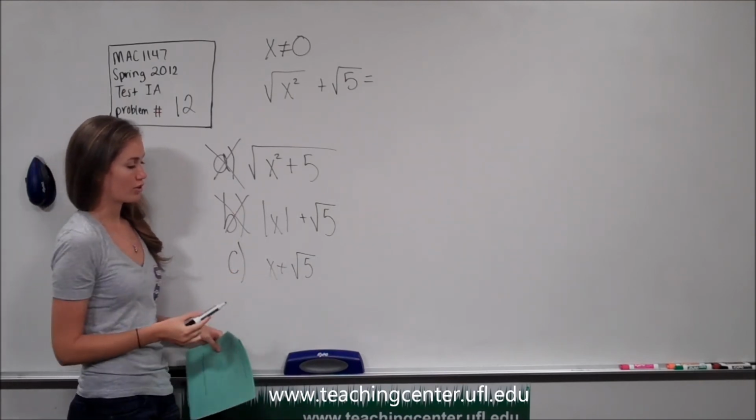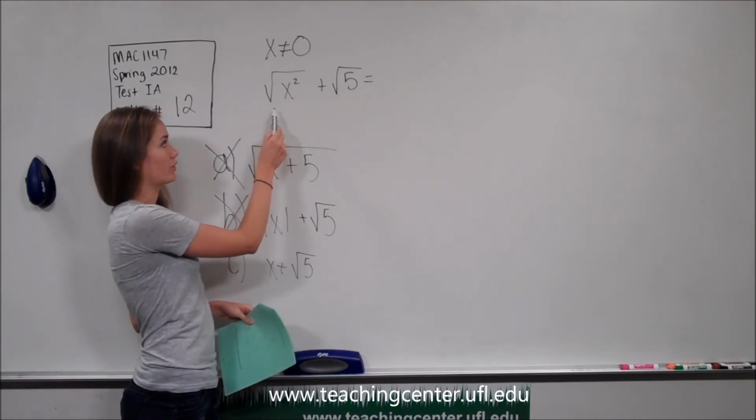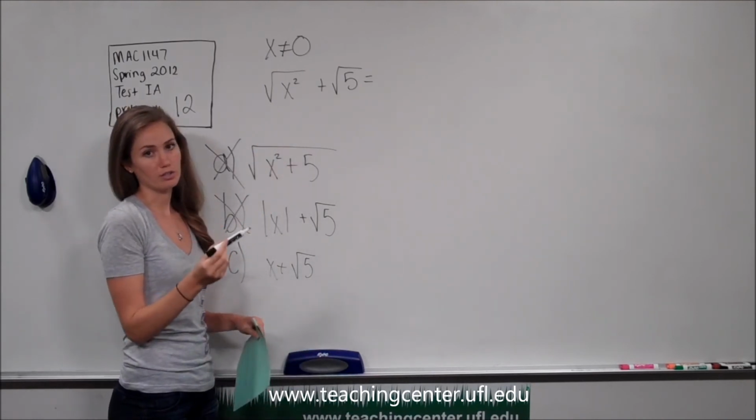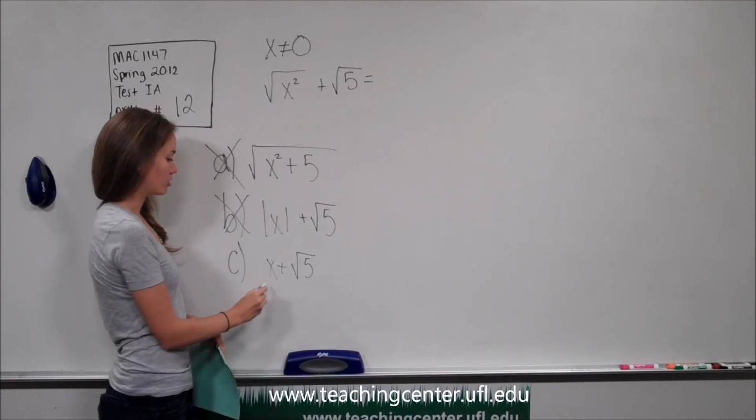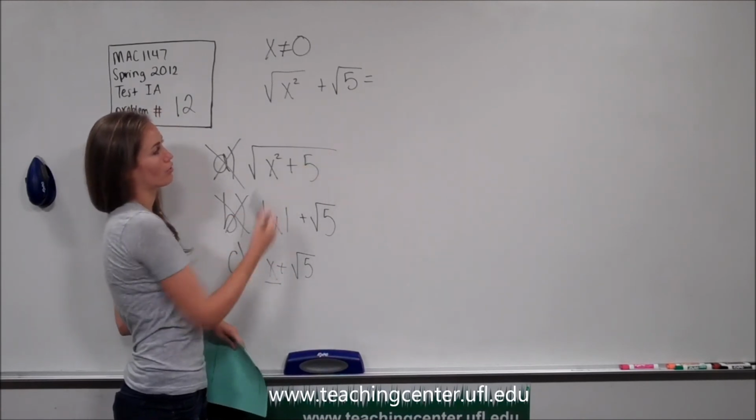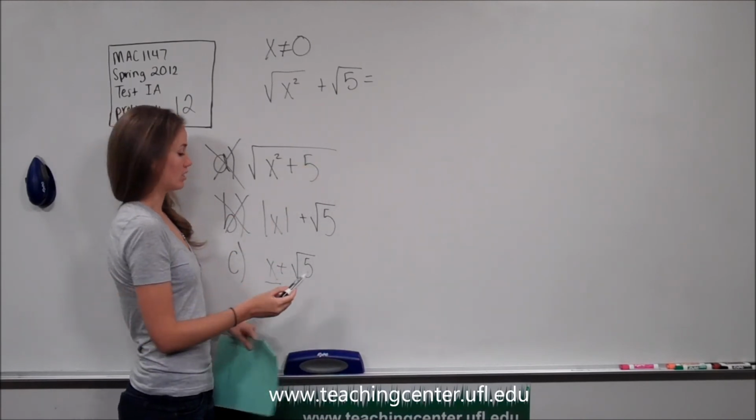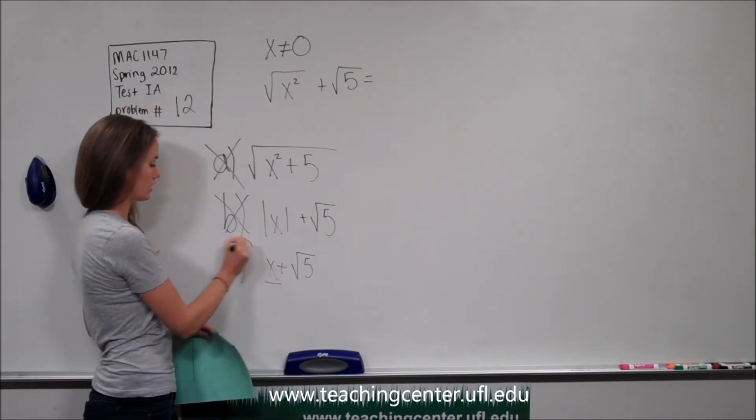It's just x plus the square root of 5. Because when you take the square root of x squared, the square root and the square cancel out, and so you're left with just x. And then our root 5, we can't do anything with that, so we just leave it as plus root 5. So the correct answer is C.